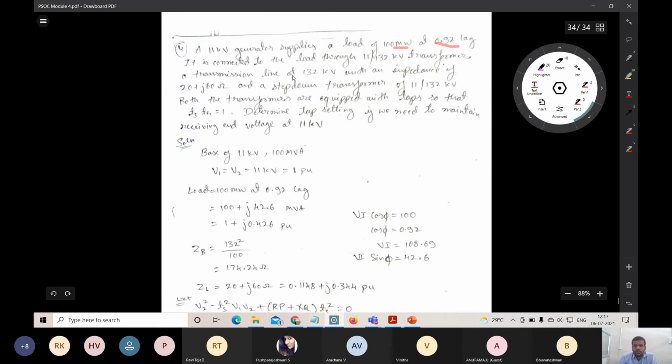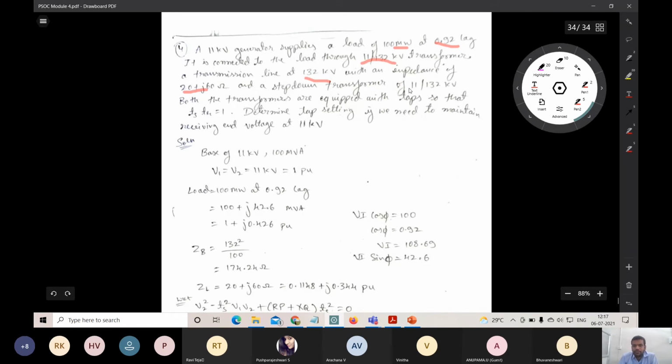So it is connected to the load through 11 bar 132 kV. What does 11 bar 132 kV mean? 11 is primary, 132 is secondary. It is stepping up from 11 kV to 132 kV. Line at 132 kV transformer with the impedance of 20 + j60. 20 is our R, j60 is our X.